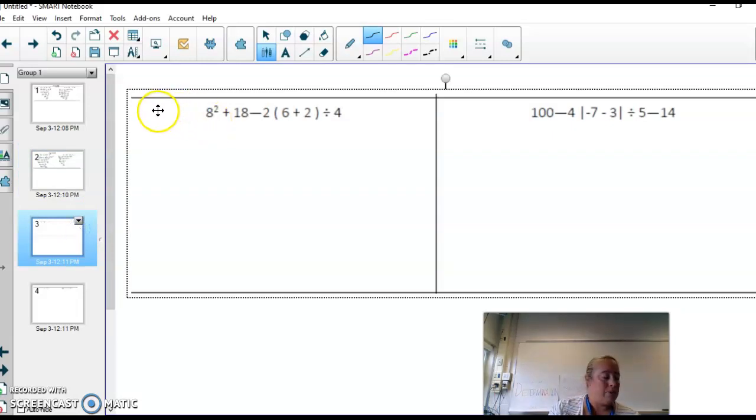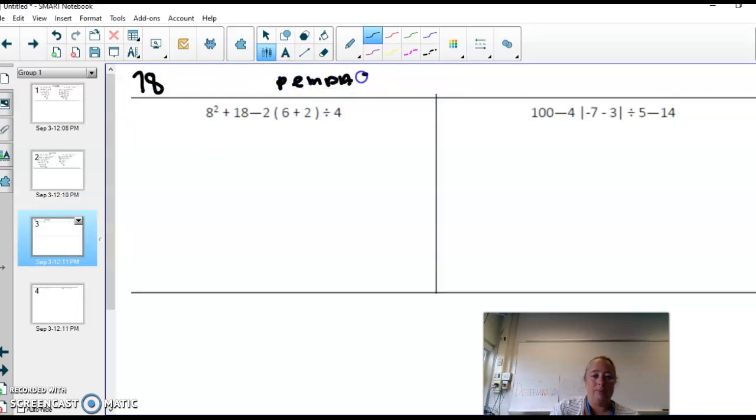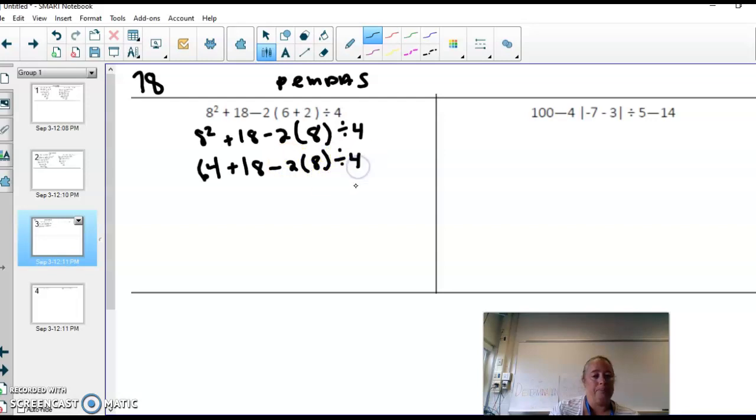All right, the next two problems, the answers for both are 78. So if you got 78, great, you can move ahead. I'm going to write my trusty PEMDAS up here. Okay, first step is parentheses. 8 squared plus 18 minus 2. Okay, within parentheses is 8 divided by 4. I'm going to go to exponents next. 64 plus 18 minus 2 times 8 divided by 4.